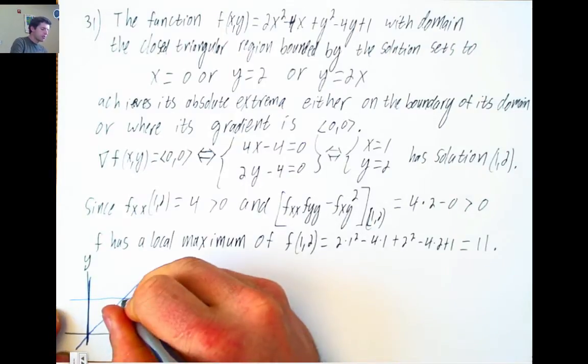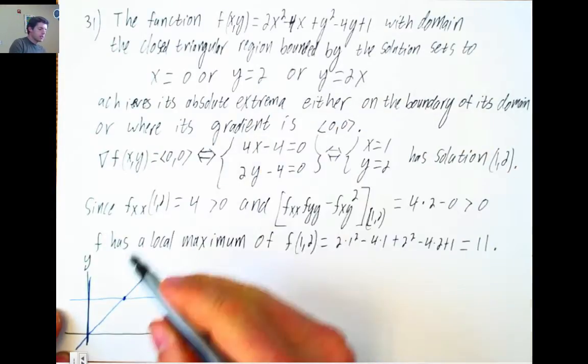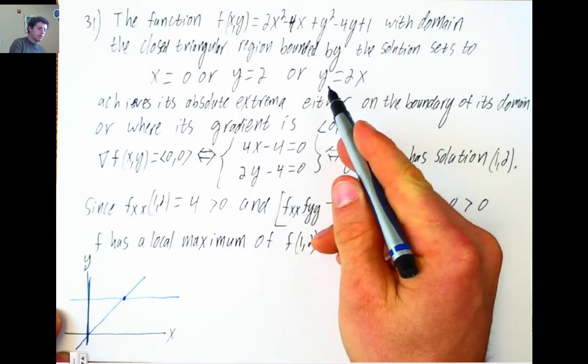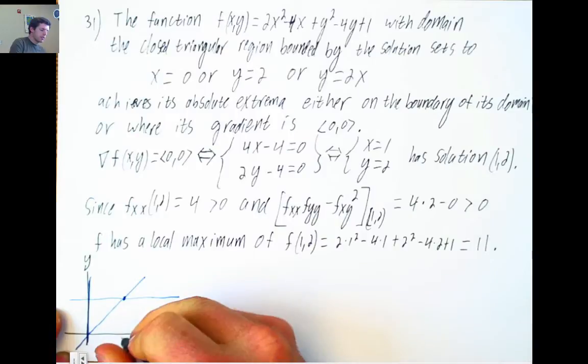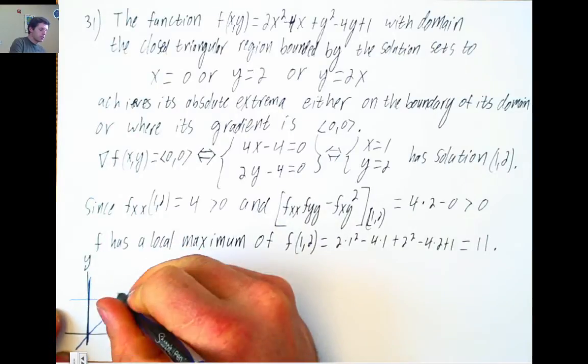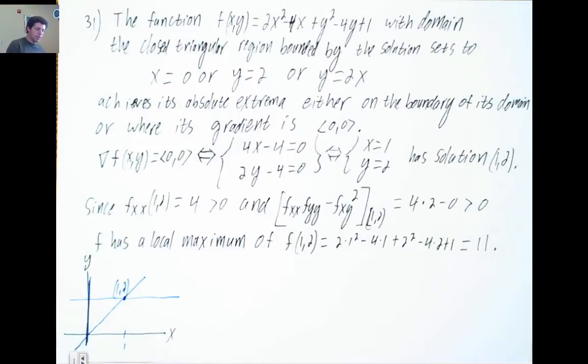And let me think about what this point is. Y is equal to 2x, and that is y is 2. So let's see, at what x value would y be 1? And this is 1, and this is 2, so this is the point 1, 2. Interesting. So the place where the gradient was 0, 0 is the point 1, 2 right here on the edge.